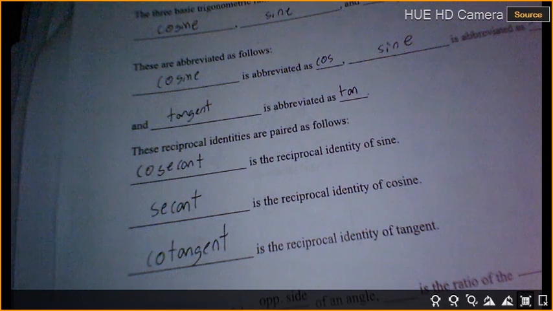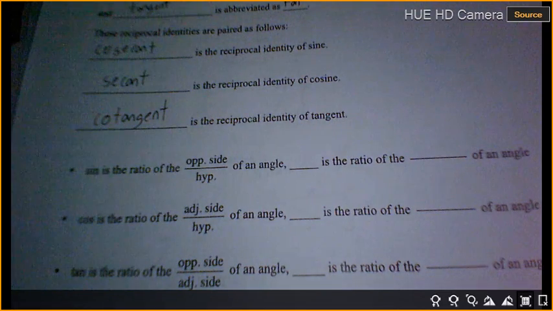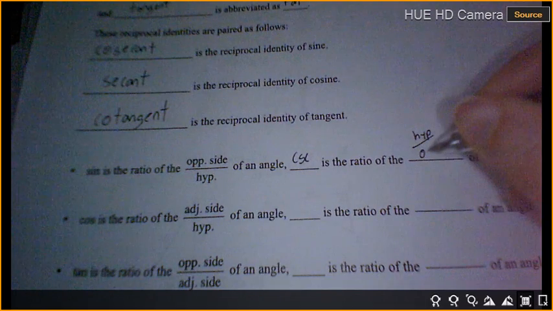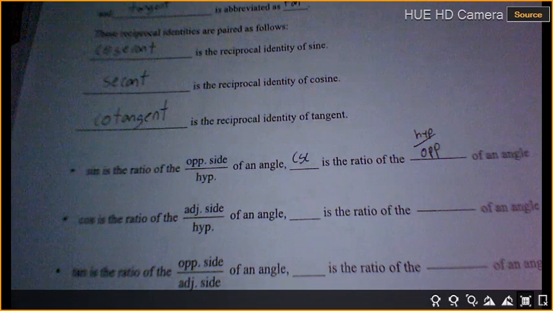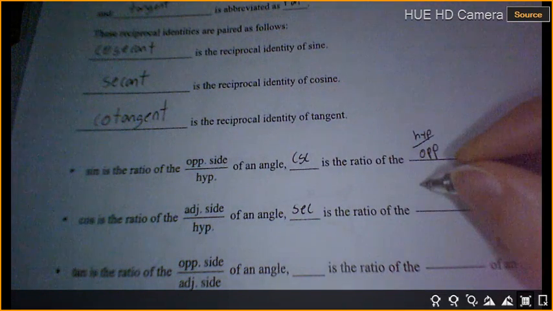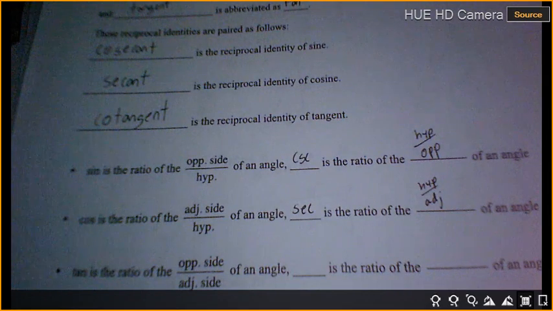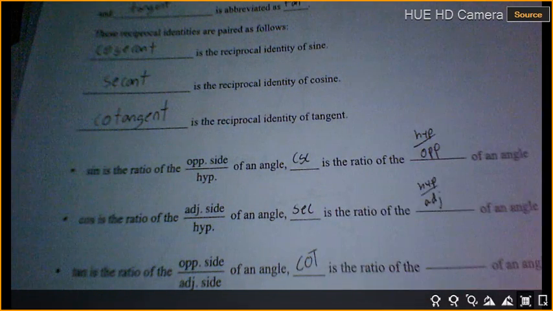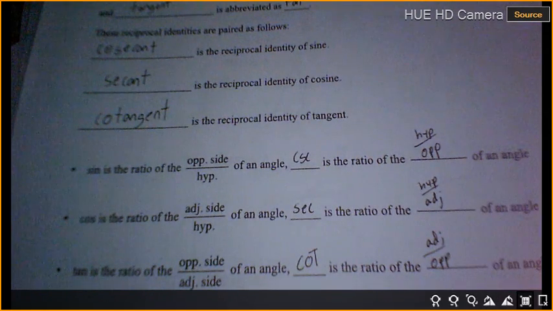So sine is the ratio opposite over hypotenuse of an angle, and cosecant is hypotenuse over opposite of an angle. Cosine is adjacent over hypotenuse. Secant is hypotenuse over adjacent. S-E-C, yep. Tangent is opposite over adjacent. Cotangent, C-O-T, is adjacent over opposite. Okay.